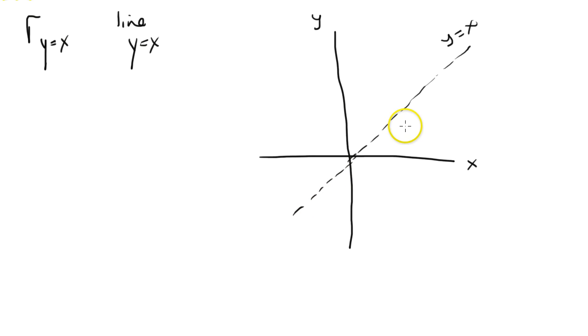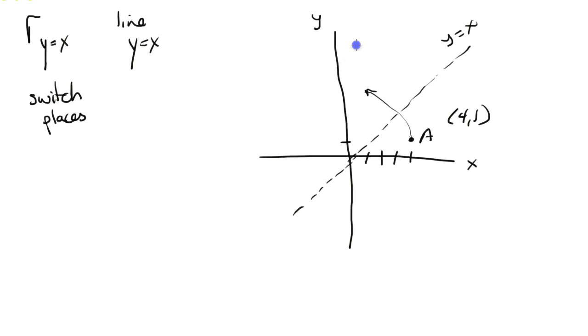Now what you do with this one is a really good one. If I had a point like 4, 1, over 4 and up 1, and it wants to jump over this line, it's going to go like this. All you do for this one is switch places. If this one was 4, 1, just switch places. It becomes 1, 4, and that would be A prime.